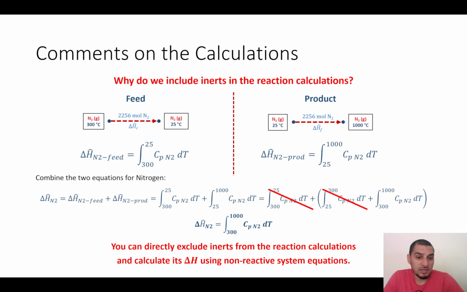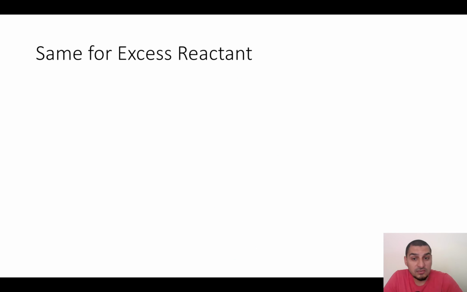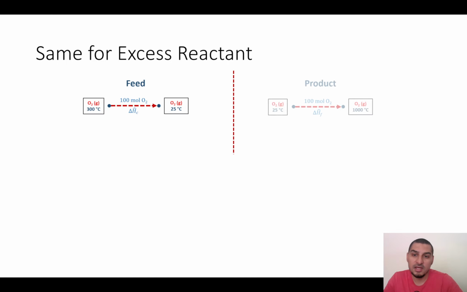So we do the calculations for nitrogen as a non-reactive system. You can also do this for the excess reactant, because the excess reactant is not part of the reaction. So you can do this for oxygen.